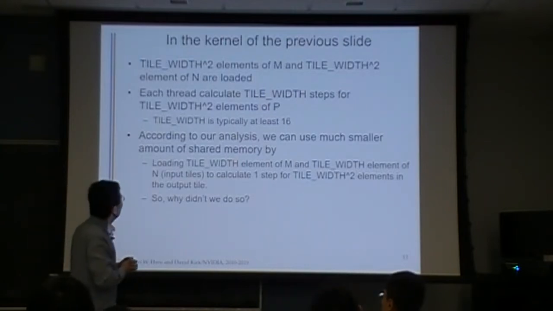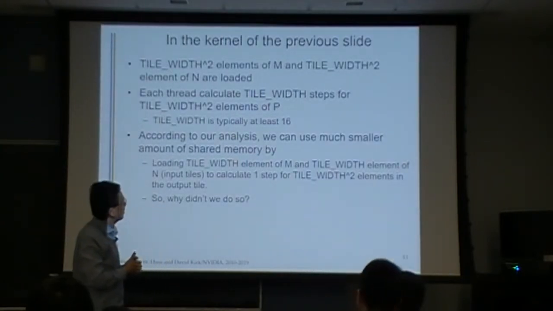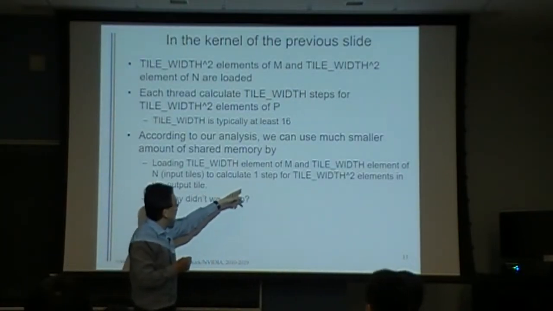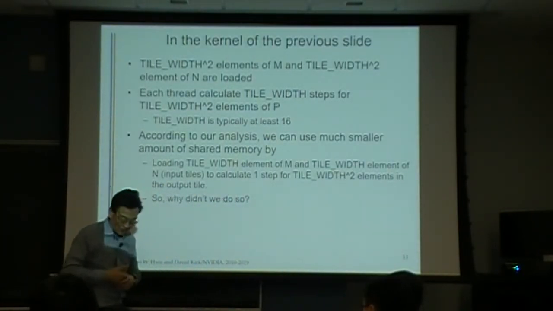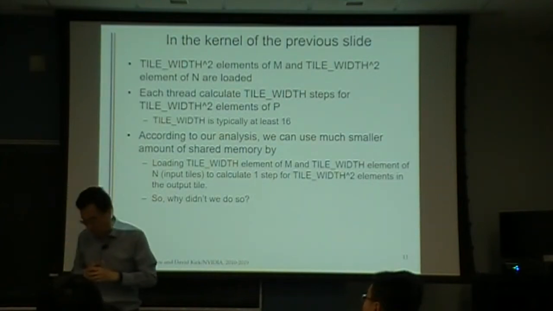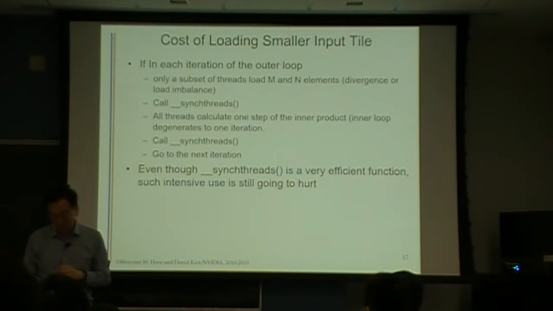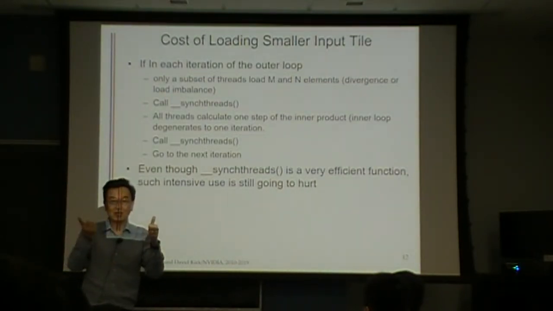So loading the tile width element of N and the tile width element of N to calculate one step would give you the same result. So why didn't we do that? The reason is cost of loading and also loading balance.